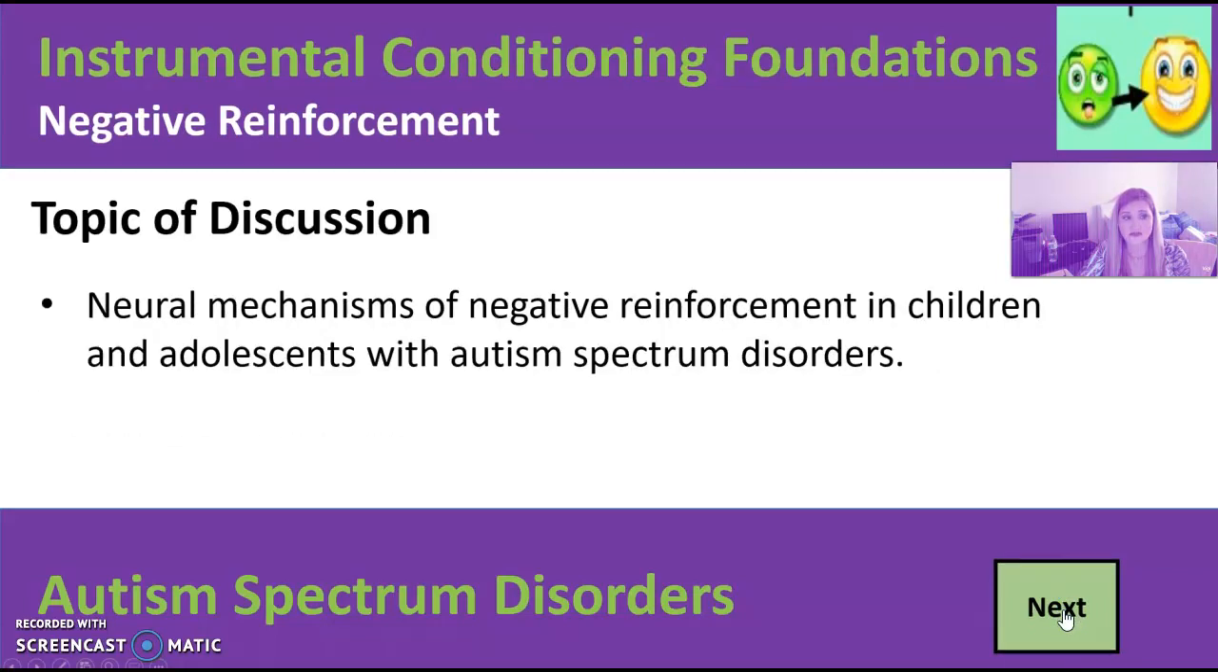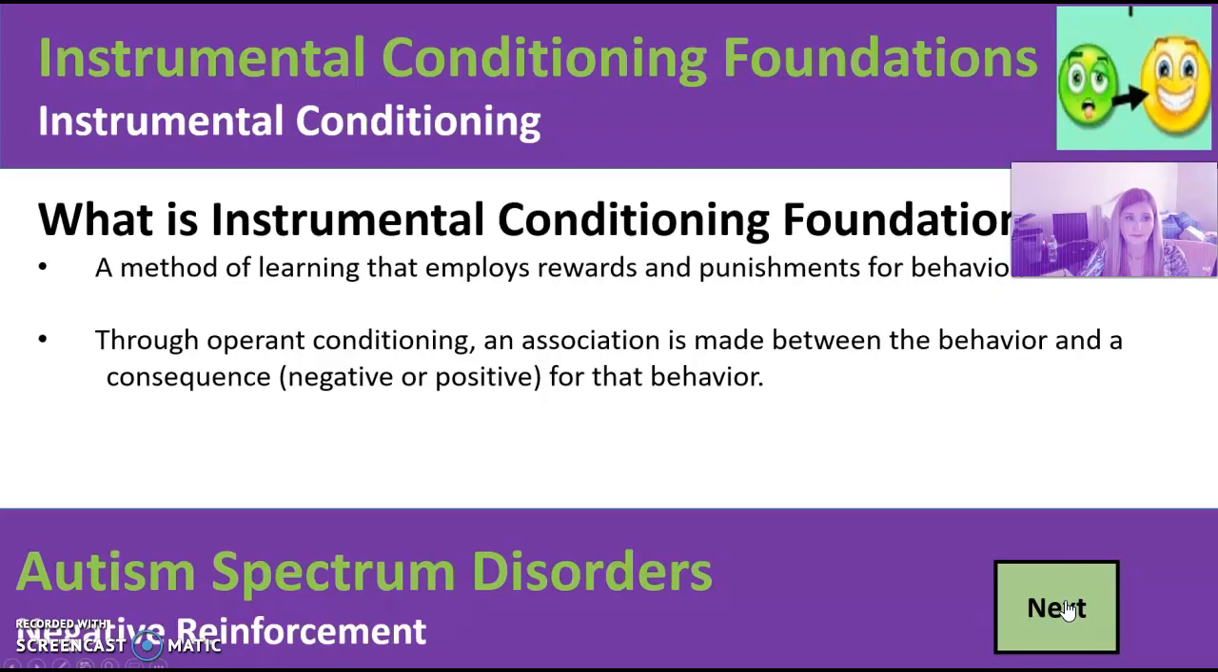The topic of this discussion is from the article Neuromechanisms of Negative Reinforcement in Children and Adolescents with Autism Spectrum Disorders. First, we're going to define instrumental conditioning foundations. It is a method of learning that employs rewards and punishment for behavior. Through operative conditioning, an association is made between the behavior and a consequence which is either negative or positive for that behavior.